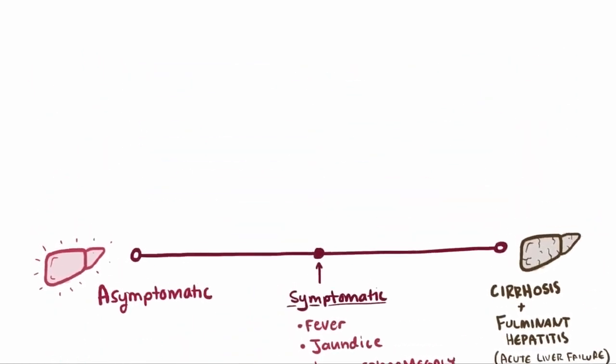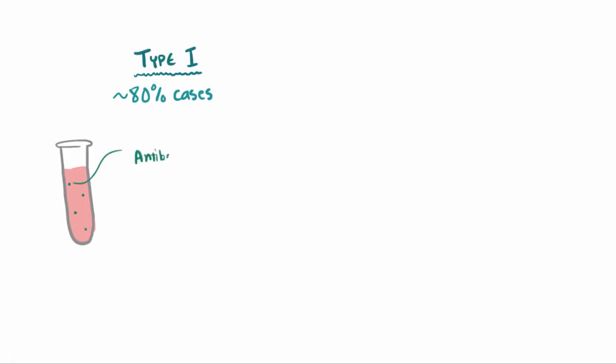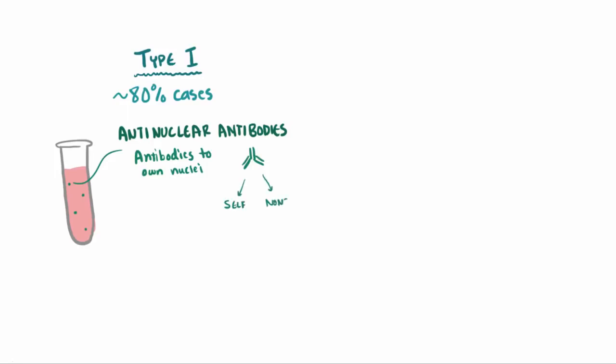Autoimmune hepatitis can be split into 2 types. Type 1 is the most common, accounting for about 80% of autoimmune hepatitis cases, and is characterized by several lab findings. First, we'll look for antibodies to your own nuclei that are floating around in your blood. We also call these anti-nuclear antibodies, or ANAs. And these antibodies have failed to be able to tell the difference between self and non-self, and so they end up being against the proteins in the nuclei of your own cells.